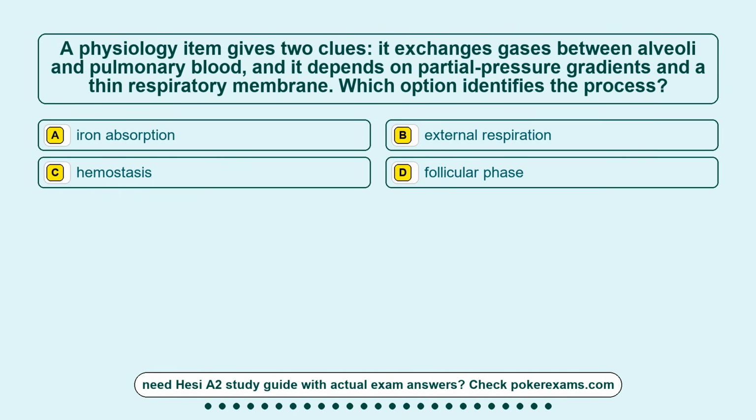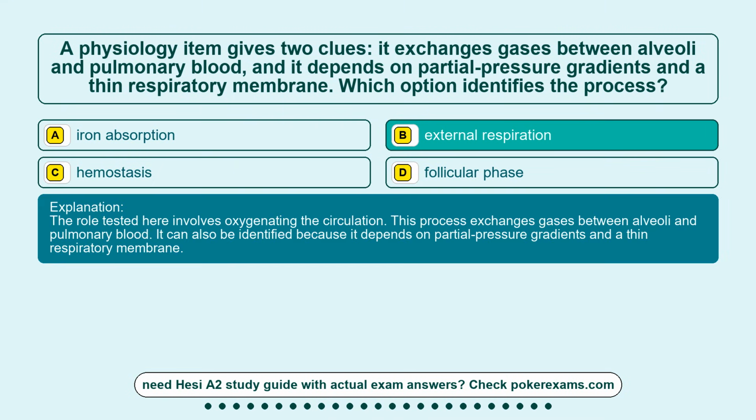Question 25. A physiology item gives two clues. It exchanges gases between alveoli and pulmonary blood, and it depends on partial pressure gradients and a thin respiratory membrane. Which option identifies the process? Option A, iron absorption. Option B, external respiration. Option C, hemostasis. Option D, follicular phase. The correct answer is option B, external respiration.